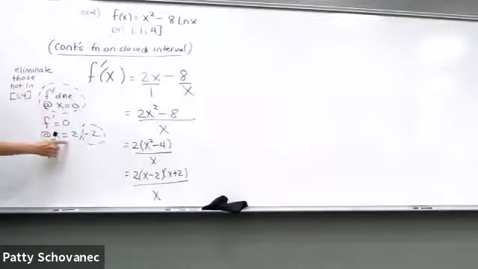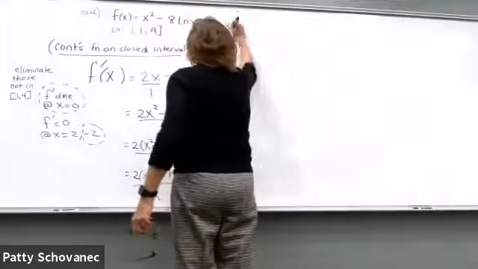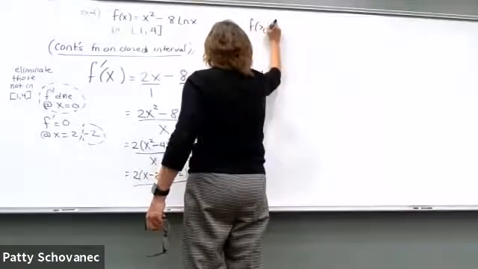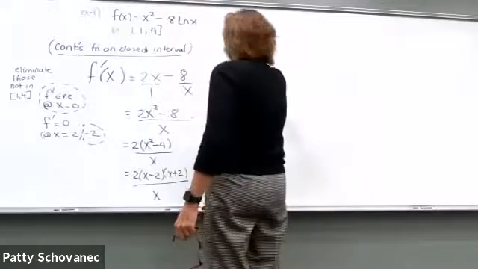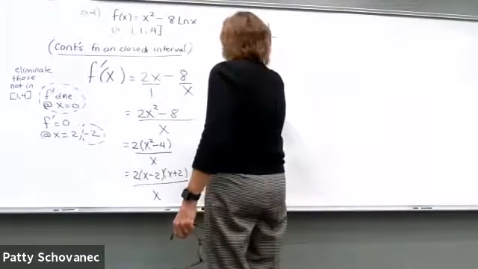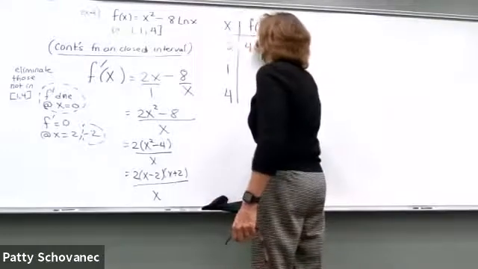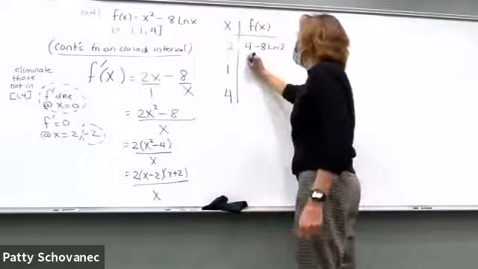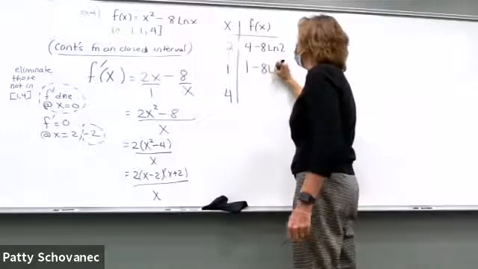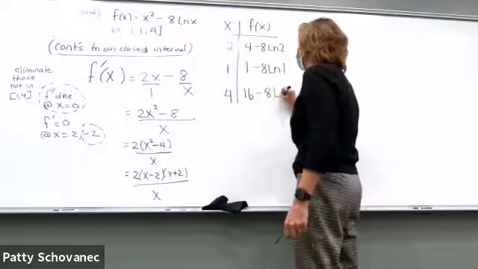So we have only one critical number in the interval, then the two endpoints of the interval. The one critical number in the interval was 2, and then 1, and then 4. So we need 2 squared minus 8 times the natural log of 2. 1 squared minus 8 times the natural log of 1. 4 squared minus 8 times the natural log of 4.